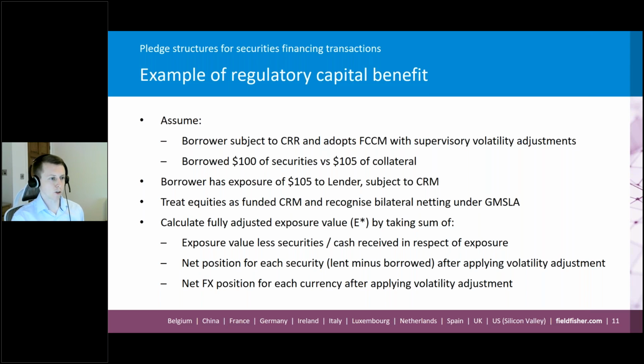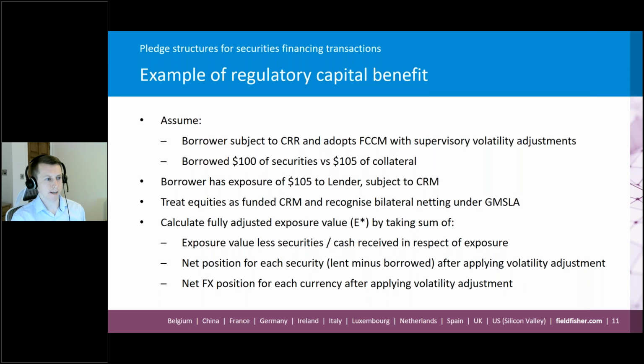So as we've mentioned, the borrower has an exposure of $105 to the lender, but this is subject to the credit risk mitigation allowances that are set out in CRR. CRR allows you to treat the equities received, the 100 of equities in this example, as a type of funded credit risk mitigation. It also allows you to recognize the closeout netting mechanics under the GMSLA as credit risk reducing. So what CRR requires you to do is to calculate a fully adjusted exposure value.